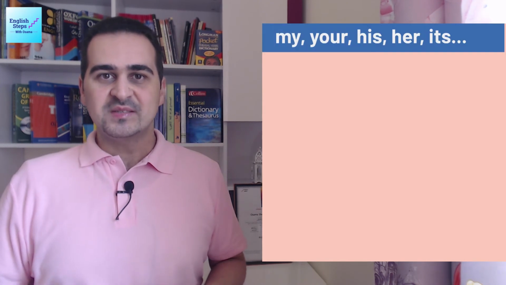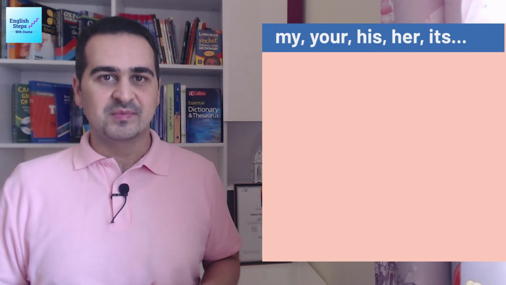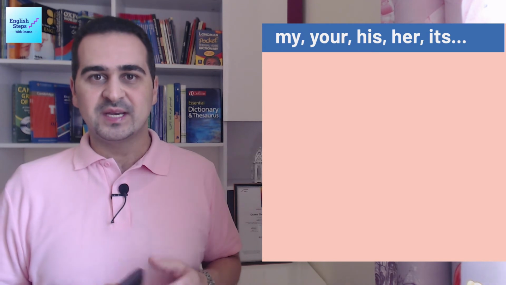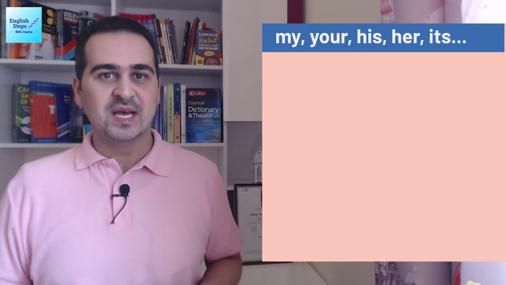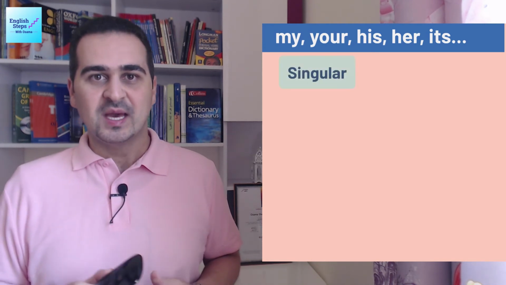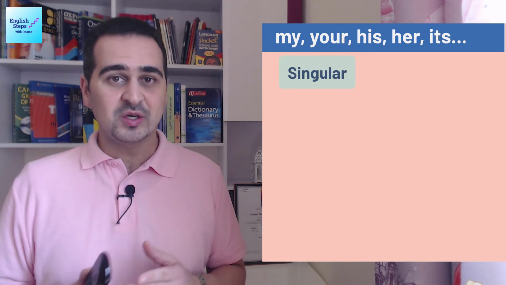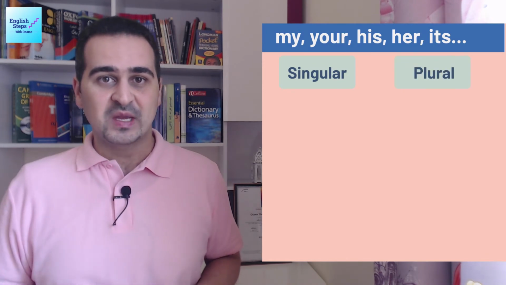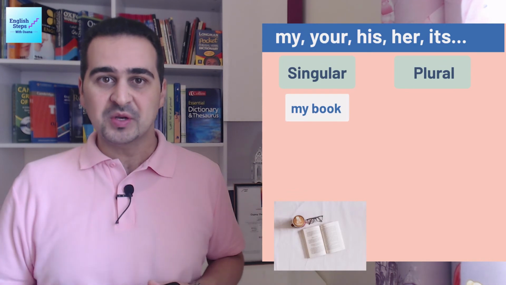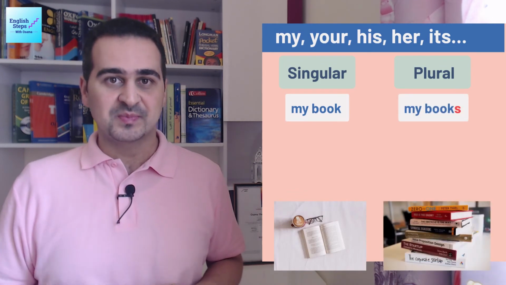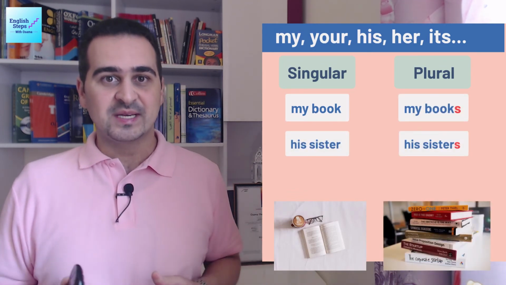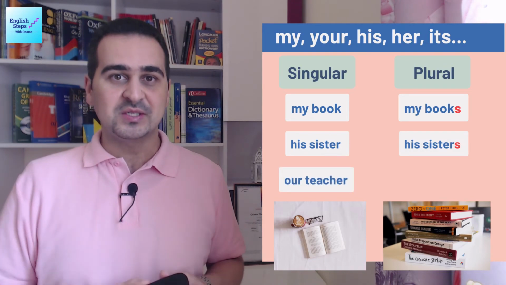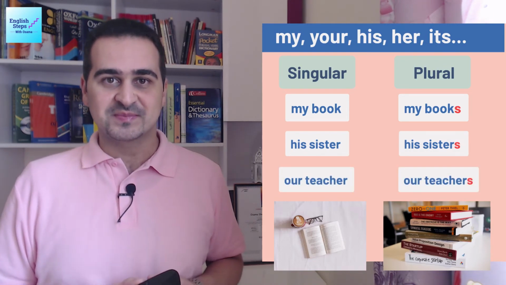Now let's talk about possessives. Possessive adjectives are 7. My, your, his, her, its, our, their. And they can be used with singular and plural forms. For example, I say, my book, my books. His sister, his sisters. Our teacher, our teachers.